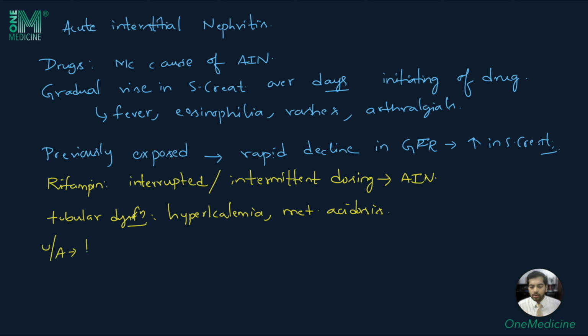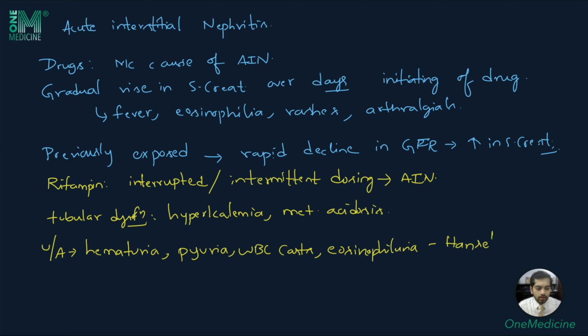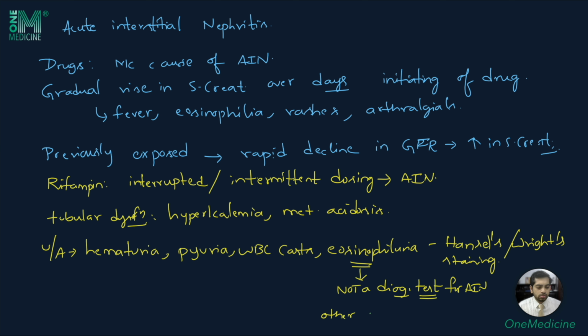Urine analysis may show hematuria, there can even be pyuria, white blood cell casts, even eosinophiluria, which is seen on Hansel's or Wright's staining. Eosinophiluria is not a diagnostic test for acute interstitial nephritis, as it can be seen in other conditions causing kidney diseases also.